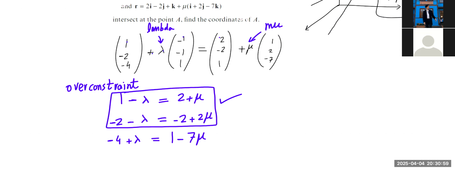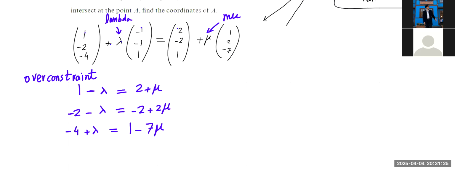The solution of my lambda and mu also needs to satisfy this third line, which was just watching the whole time. So he's giving me an extra constraint to worry about. Not only do I need to find the lambda and mu, I also need them to satisfy this third line, because I want all the x, y, and z to be the same on both. If I just solve these two together, that'll give me only x and y. So I need to solve all three of these simultaneously.